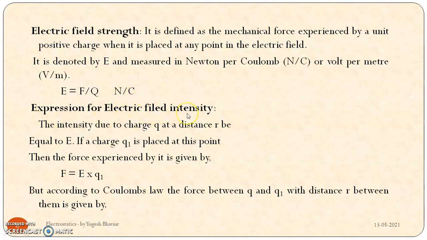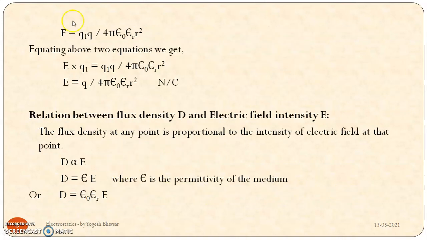Now the expression for electric field intensity. The intensity due to the charge Q at a distance R be equal to E. If a charge Q1 is placed at this point, then the force experienced by it is given by F is equal to E into Q1. So as per this basic definition, we can write this formula. But according to Coulomb's law, the force between Q and Q1 with distance R between them is given by F is equal to Q1 into Q divided by 4 pi epsilon 0 epsilon R square. Equating the above two equations, we get the final one: capital E, the field strength, is equal to Q by 4 pi epsilon 0 epsilon R into R square. So this is the required expression for electric field intensity.